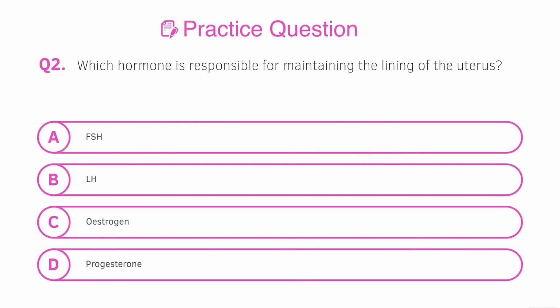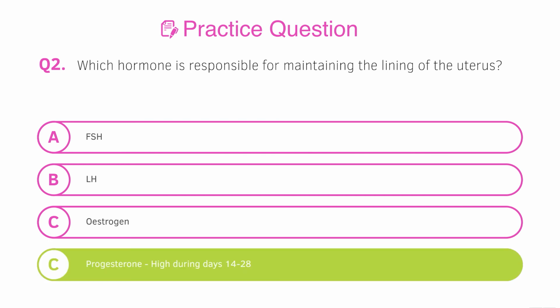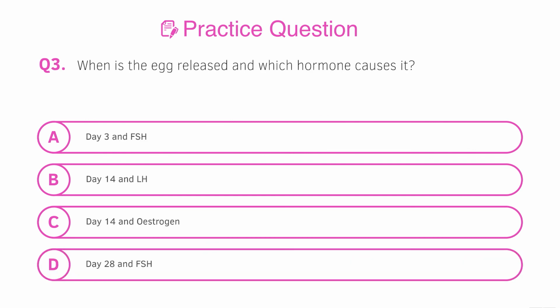Question 2. Which hormone is responsible for maintaining the lining of the uterus? So pause it again, have a go, and we'll go through it in a few seconds. So progesterone is the right answer. Remember, progesterone maintains the lining of the uterus. Estrogen builds up the lining of the uterus. So be careful at this point. Make sure you know the difference between the action of estrogen and progesterone.